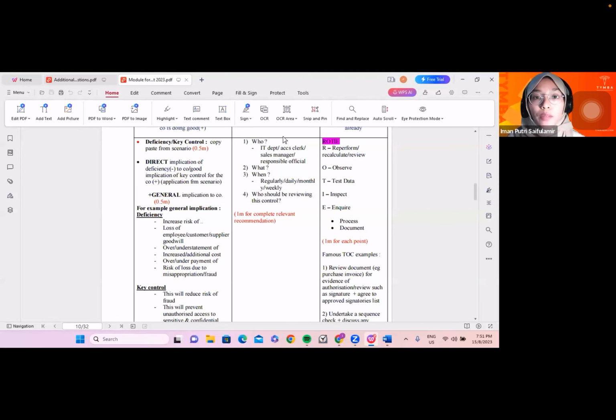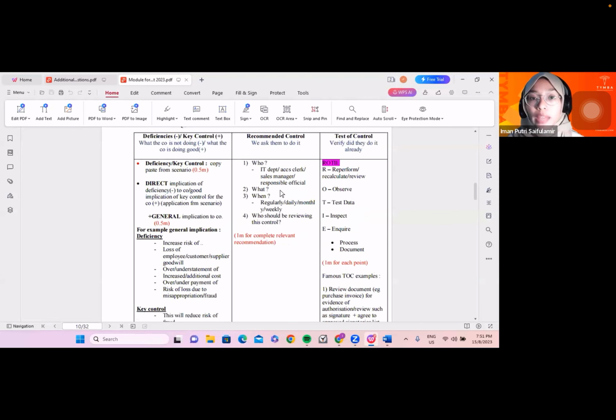Okay. And when we are talking about recommended control, we have to be as specific as we can by focusing on these 4 points: who, what, when, and who will be reviewing this control. All right. So on test of control, we usually use this term ROTI to give you an idea of what procedures we can do to test these controls. And again, your answers have to be related. So your recommended control has to be related to your deficiency, and your test of control has to be related to your answer on recommended control.